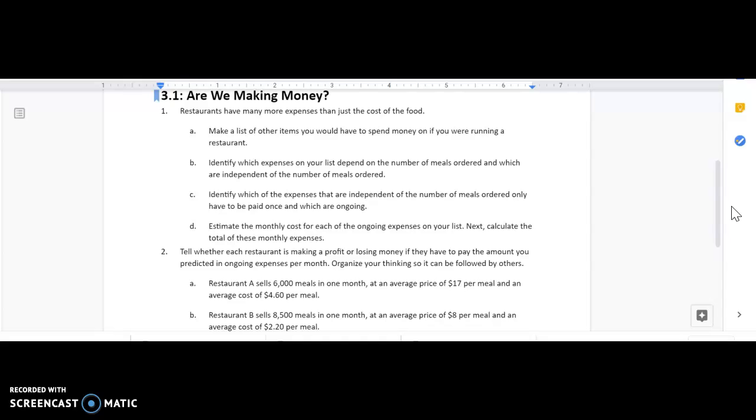And then D, I want you to estimate the monthly cost of each of the ongoing expenses on your list, okay? So estimate the cost of to-go containers. Estimate the cost of things that you would use every time you make a meal. Napkins, things like that. Then calculate the total of these monthly expenses.